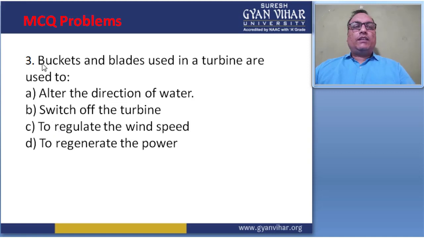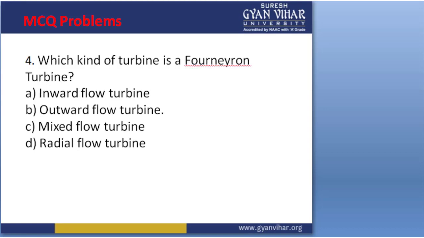This is the third question of this series. The buckets and blades used in a turbine are used to: alter the direction of water, switch off the turbine, regulate the wind speed, or regulate the power. So option A is right: buckets and blades used in a turbine are used to alter the direction of water. This is the right answer. And then move to question number 4.